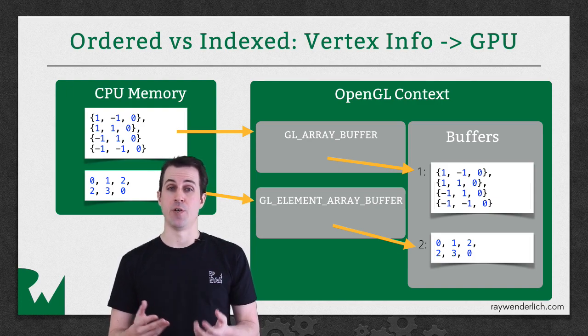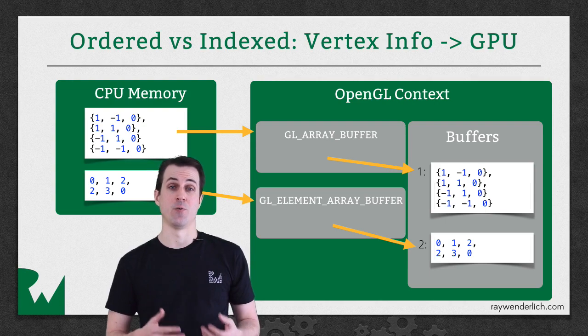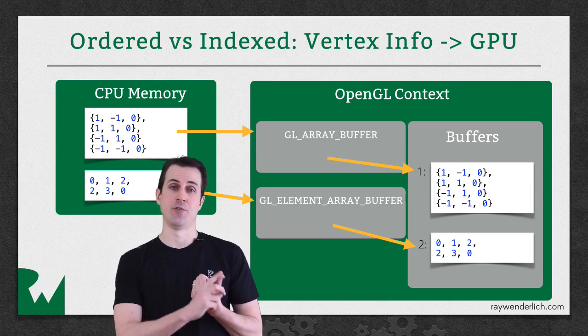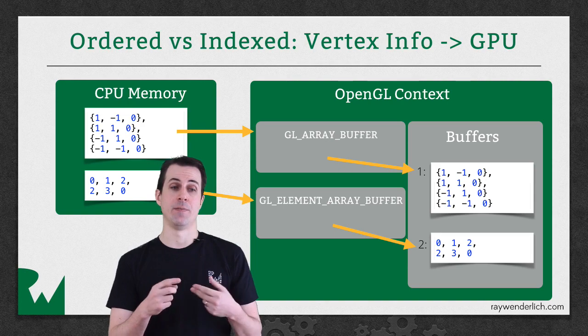But there's a different slot when you're working with index buffers. It's called GL element array buffer. Index buffers are also called element array buffers sometimes. So you have to map it to that one instead. But the rest of the process works the same. It's GL gen buffers, GL bind buffer, and then GL buffer data. All that differs is where you're binding these buffers.